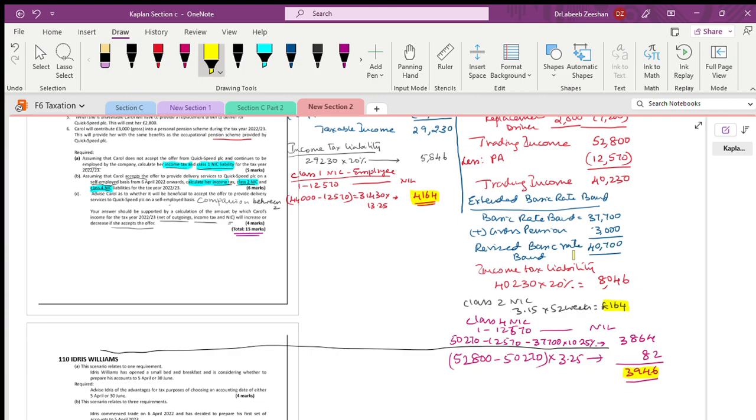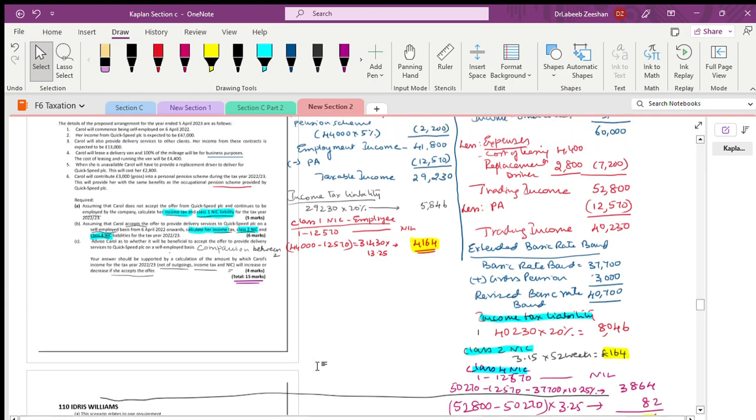Now the second question is complete. We have taken into consideration class 2 NIC and class 4 NIC, and what they are asking, her income tax. We have done all three in the second part.